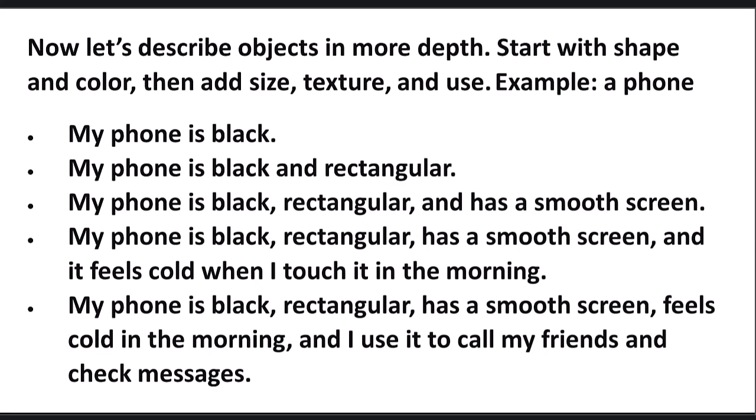Now, let's describe objects in more depth. Start with shape and color, then add size, texture, and use. Example, a phone. My phone is black, rectangular, has a smooth screen, feels cold in the morning, and I use it to call my friends and check messages.